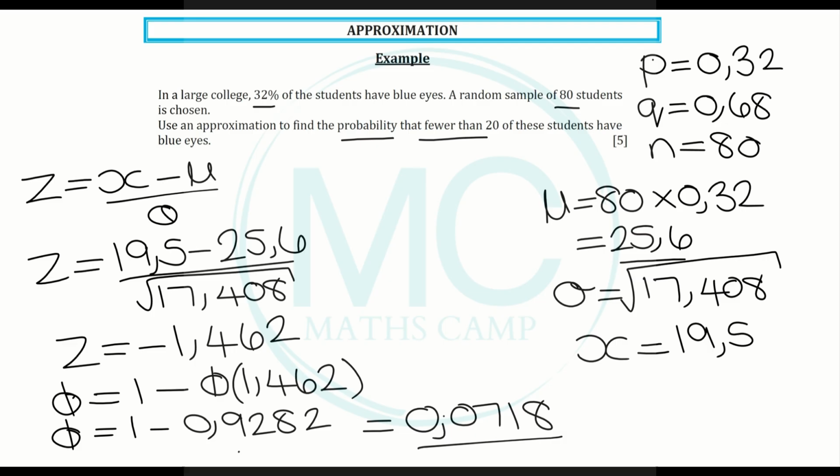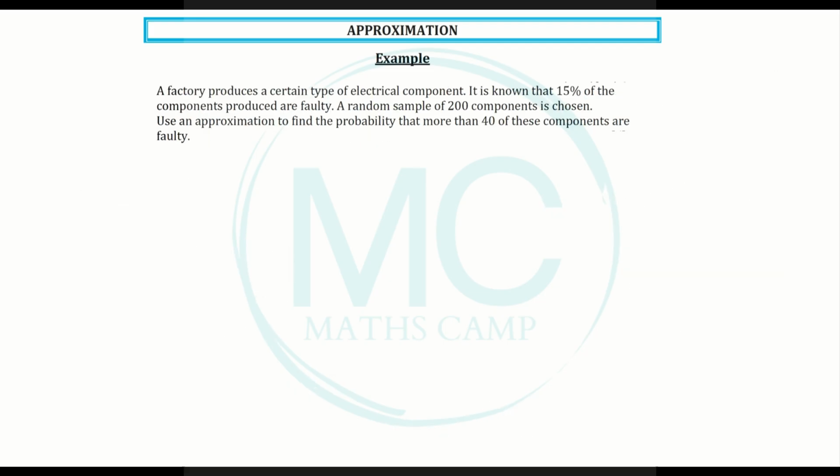Let's do one more. A factory produces a certain type of electrical component. It is known that 15% of these components are faulty. A random sample of 200 components is chosen. Use an approximation to find the probability that more than 40 of these components are faulty.